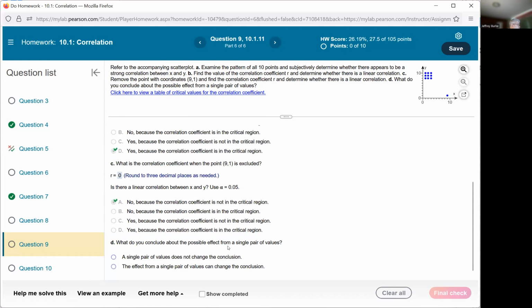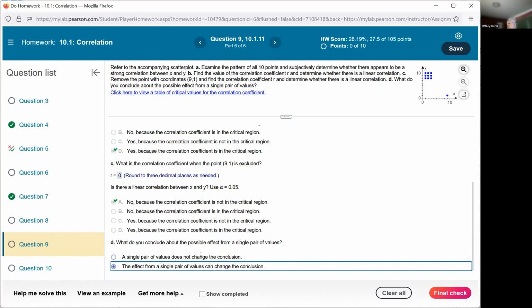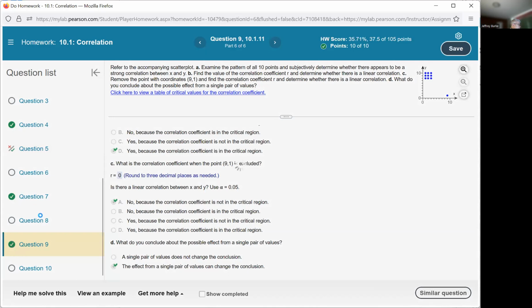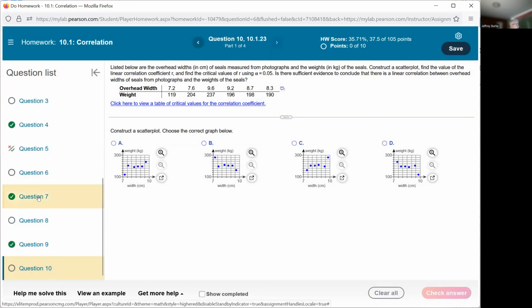What do you conclude about the possible effect from a single pair of values? The effect from a single pair of values can change the conclusion. That's correct. Just that one point being down there causes a strong correlation. So we call that kind of point an outlier, which can definitely affect the answer a great deal. All right, maybe we'll do the next question, maybe we won't. Oh, this is the last problem, so why not?